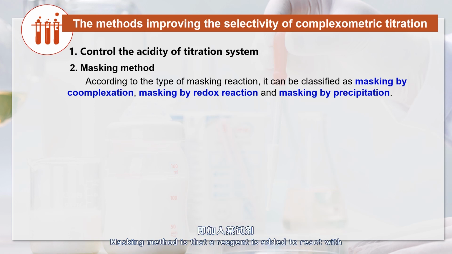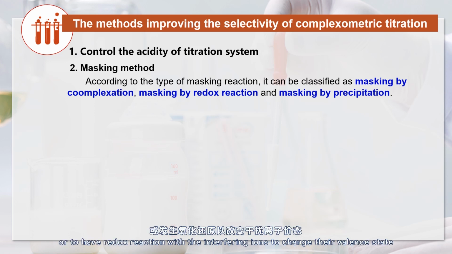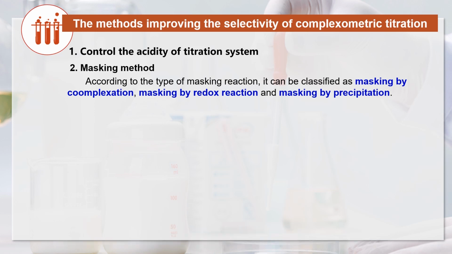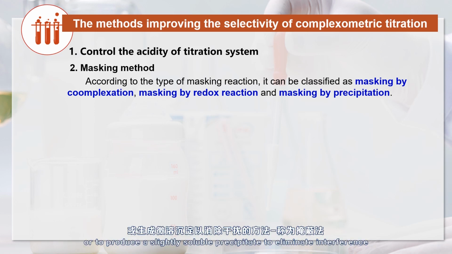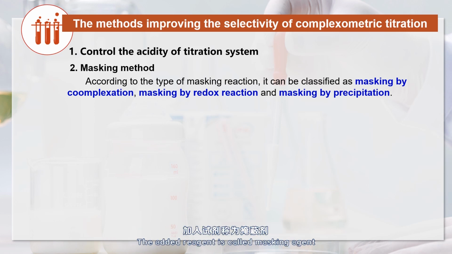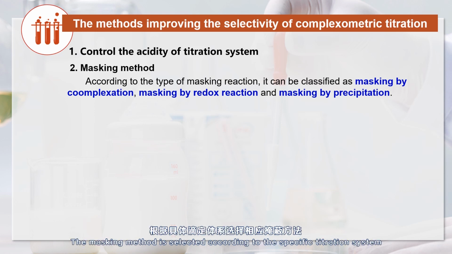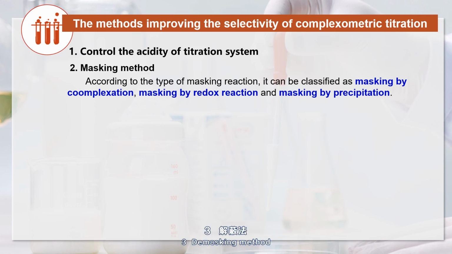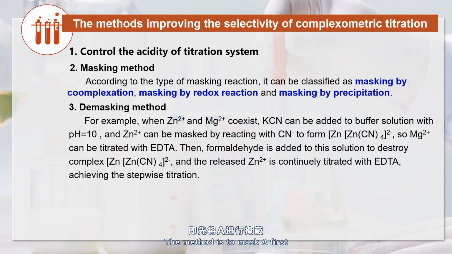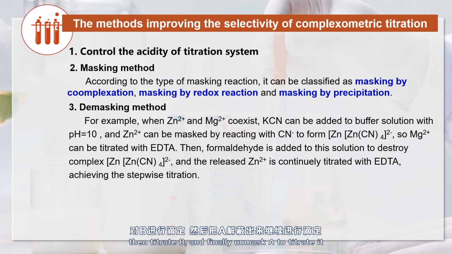The masking method is that a reagent is added to react with interfering ions N to produce more stable complexes, or to have a redox reaction with interfering ions to change their valence state, or to produce a slightly soluble precipitate to eliminate interference. The added reagent is called the masking agent. The masking method is selected according to the specific titration system. Demasking method. The method is to mask A first, then titrate B, and finally unmask A to titrate it.